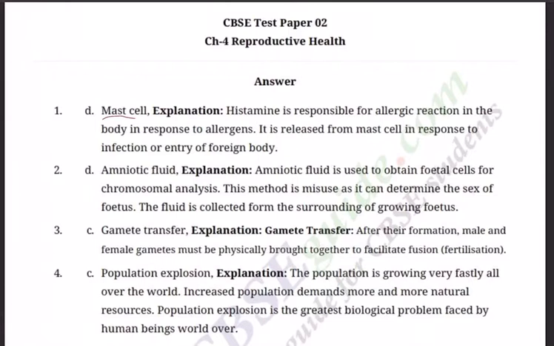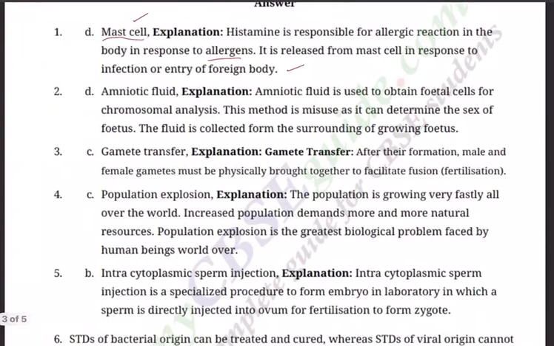Here are the answers. Question number 1D, as we said, mast cell. Histamine is responsible for allergic reaction in the body in response to allergens. It is released from mast cells in response to infection or entry of a foreign body. Question 2. Amniotic fluid. Amniotic fluid is used to obtain fetal cells for chromosomal analysis. This method is misused as it can determine the sex of the fetus. The fluid is collected from the surrounding of the growing fetus.